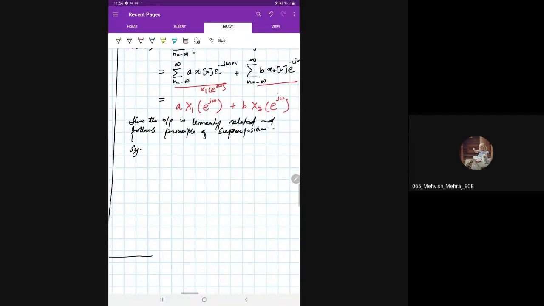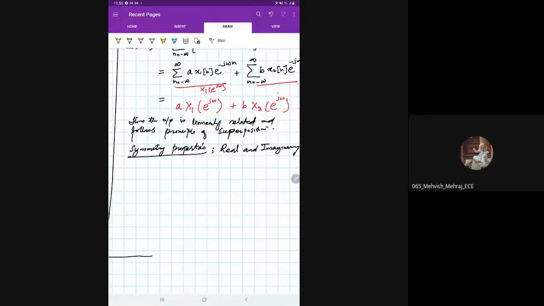Now we have the symmetry properties. These symmetry properties are in the context of real and imaginary numbers.